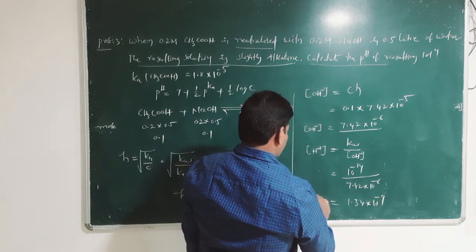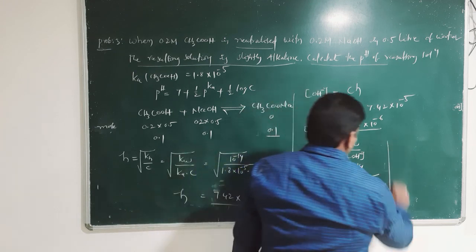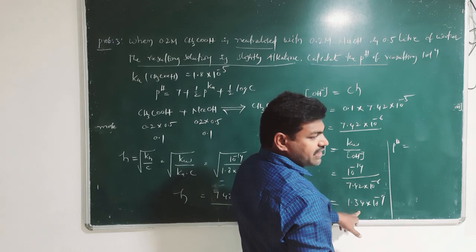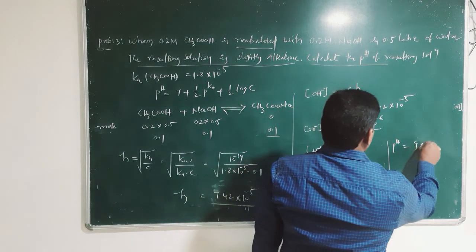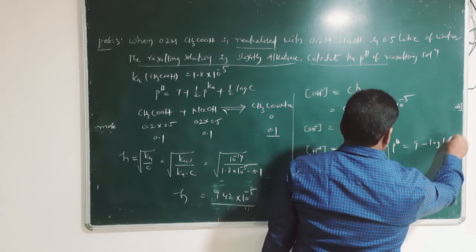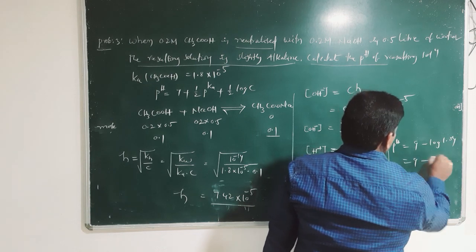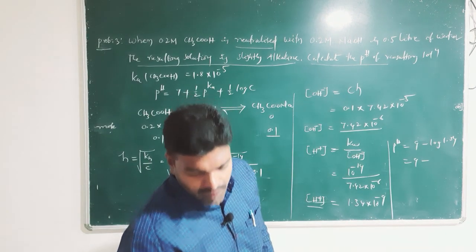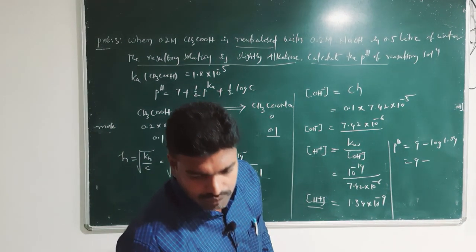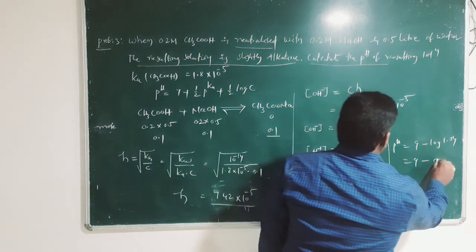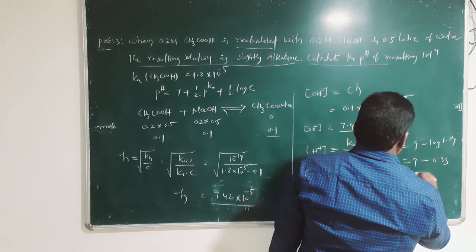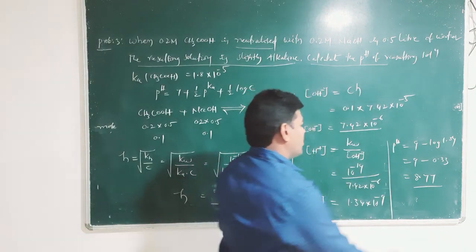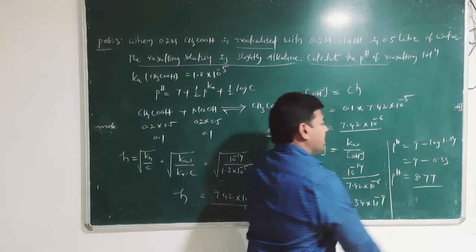So the concentration of H plus ions is this, and pH is in the form of x into 10 power minus 9. So 9 minus log 1.34, where log 1.34 is 0.33. So that is 8.77. So pH is 8.77.